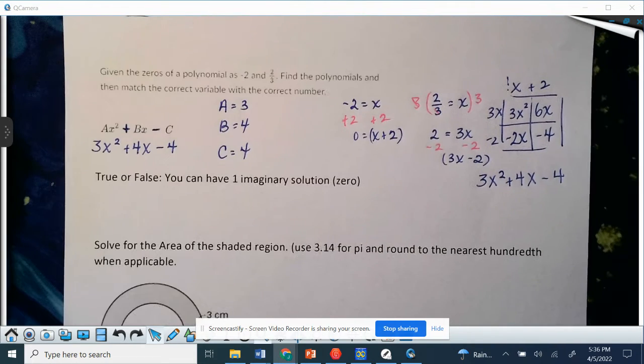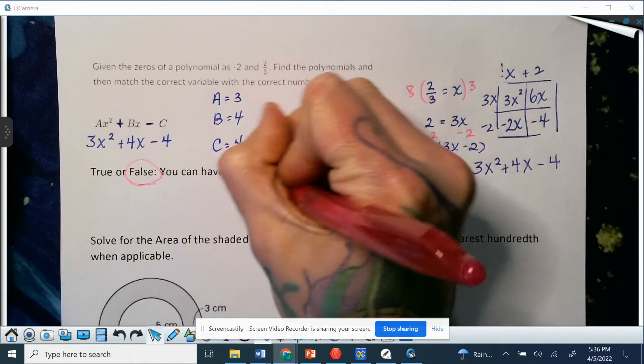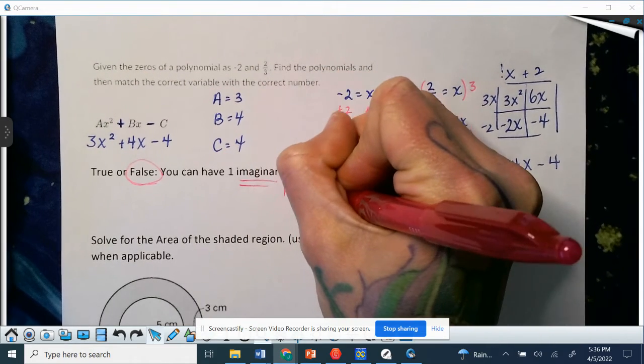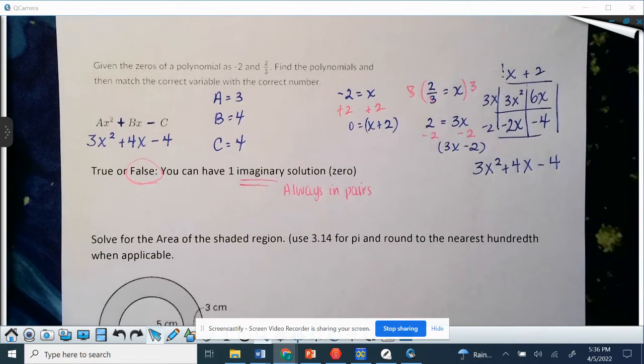True or false, you can have one imaginary solution. That is definitely false. Imaginaries are always in pairs. And that has to do with that negative and the positive. So anytime there's imaginary, it has to be in sets of 2. So there can be 1 pair, so 2, 2 pairs, so 4, things of that nature.